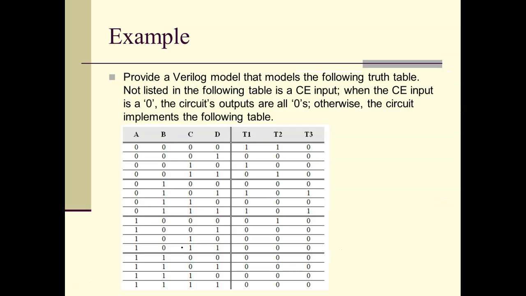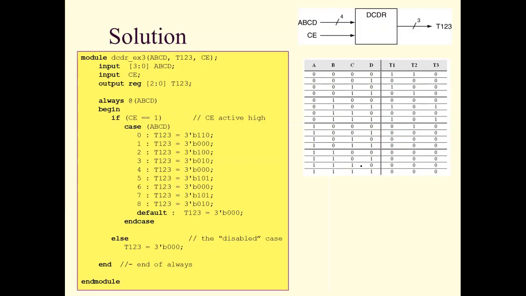So this is a similar example, and what I'm trying to do is show you how you can use these if statements. It's super flexible. It's the same function, but I'm going to put a chip enable on it. When the chip enable is asserted, it's active high, it implements this table. When the chip enable, CE, is low, the output's all zeros. And it's going to be very straightforward to do this in this code here.